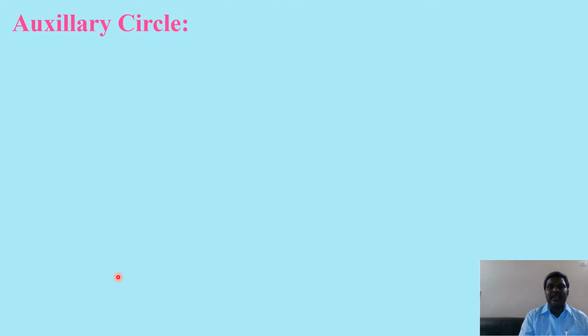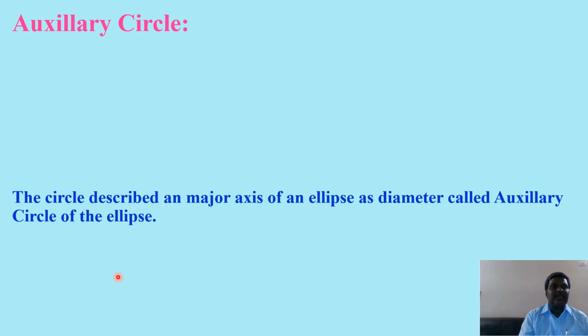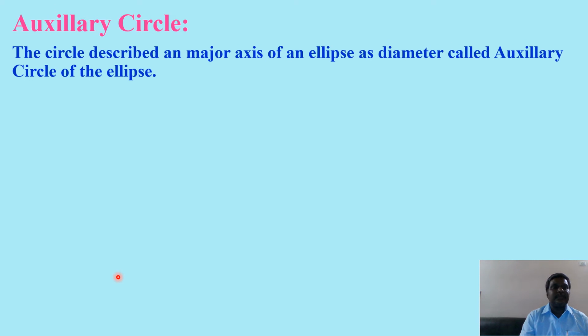auxiliary circle. What is the auxiliary circle of an ellipse? See the definition. This is a circle described on the major axis of an ellipse as diameter, called the auxiliary circle of the ellipse. The auxiliary circle is the circle which is described on the major axis of an ellipse as diameter. So, the major axis of an ellipse is taken as diameter. We construct a circle. That circle is called the auxiliary circle of the ellipse.